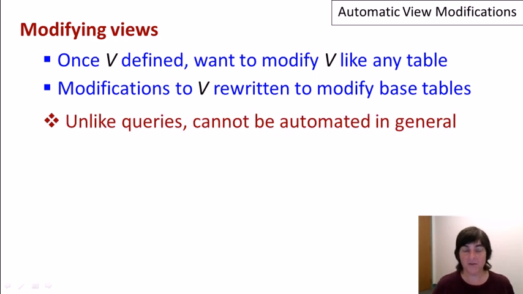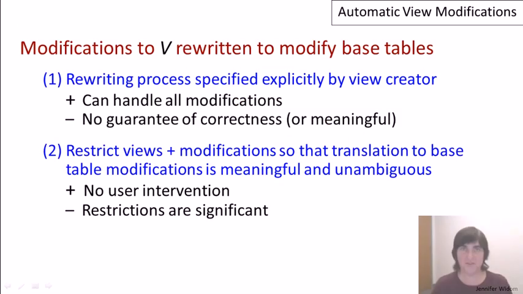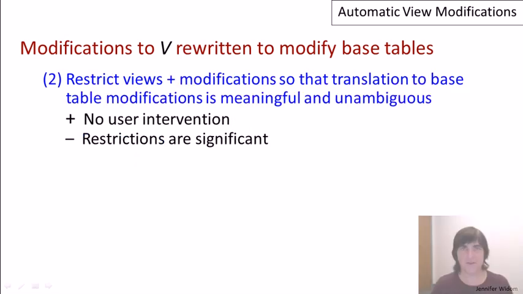We saw in an earlier video that unlike queries over views, modifications over views cannot be automated in the general case. We've discussed that there are two different strategies to dealing with modifications to views and specifically how they're rewritten to modify base tables. One is to have the rewriting process specified explicitly when a view is created. The other possibility is to restrict the allowed view definitions and modifications over those views so that the translation can be automatic. The second strategy is the topic of this video.